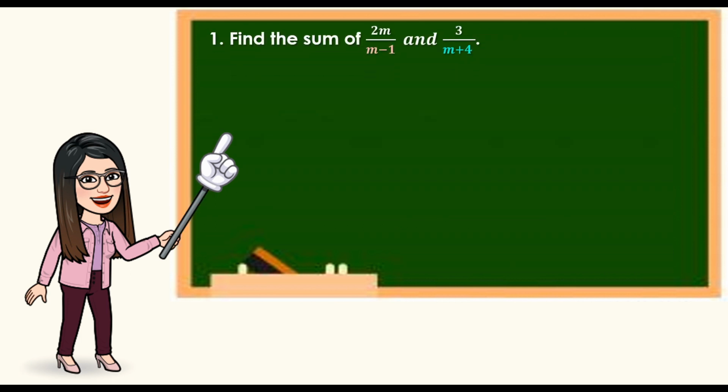Okay, let's have examples. Number 1. Find the sum of 2m all over m minus 1 and 3 all over m plus 4. Okay, so let us solve. The first thing that we're going to do is find the LCD. As you can see, our denominators are m minus 1 and m plus 4. Since they have no common factors, we will get those denominators as our LCD. So our LCD is the quantity of m minus 1 times the quantity of m plus 4.